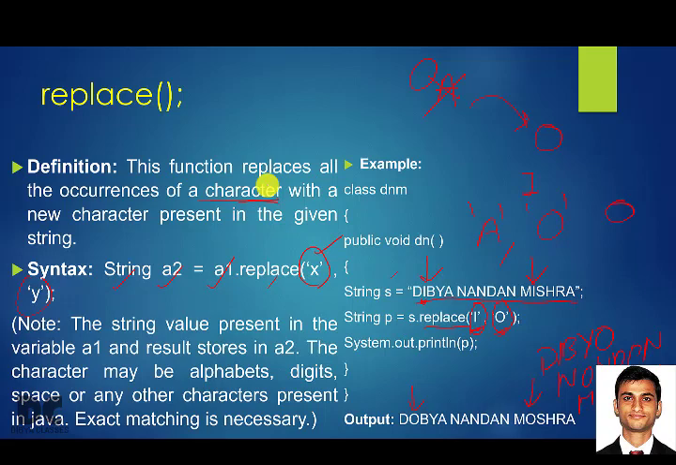It doesn't mean that we can replace only alphabets. For example, you have DIBYA and you want to replace I with the multiplication sign. This is our Java multiplication sign. Then it will become D asterisk BYA. So you can replace any character with any other character. It doesn't have to be alphabets or digits.